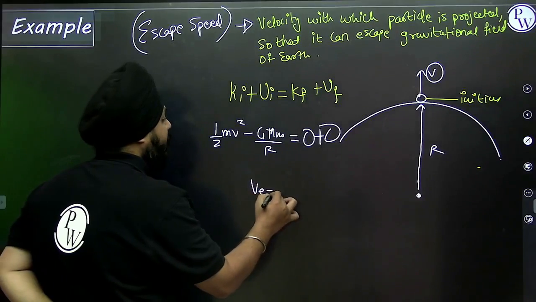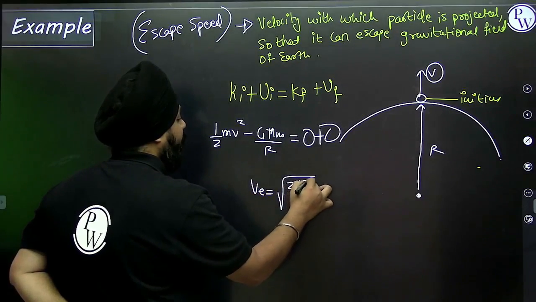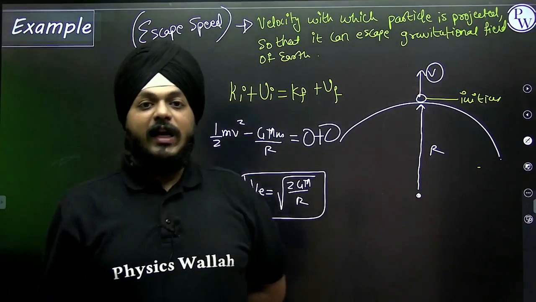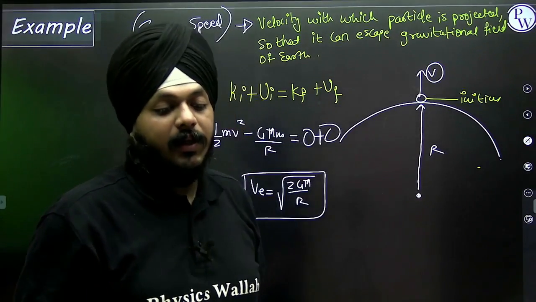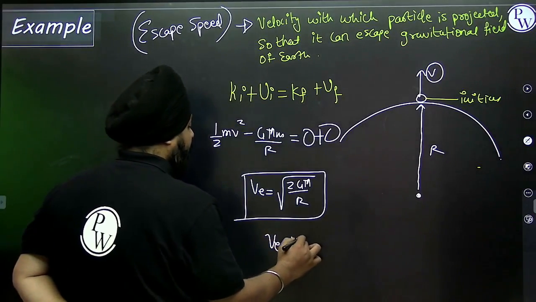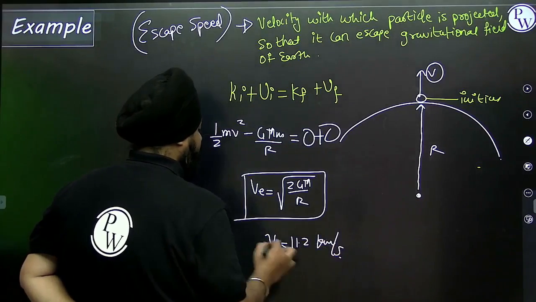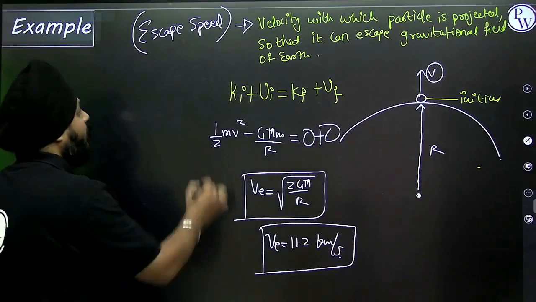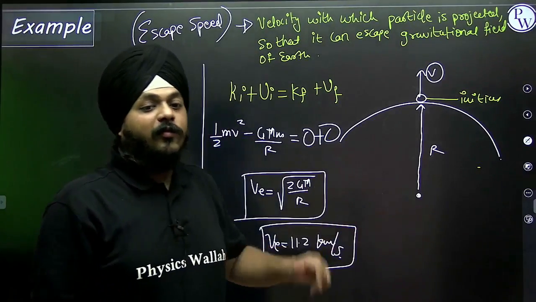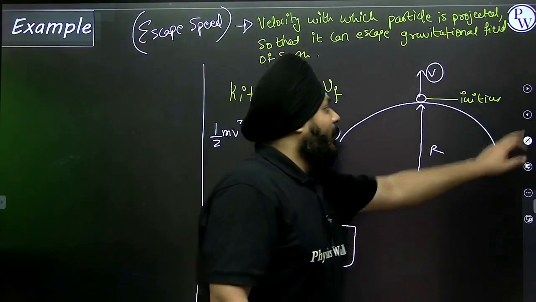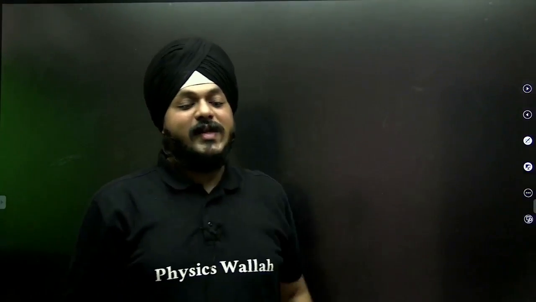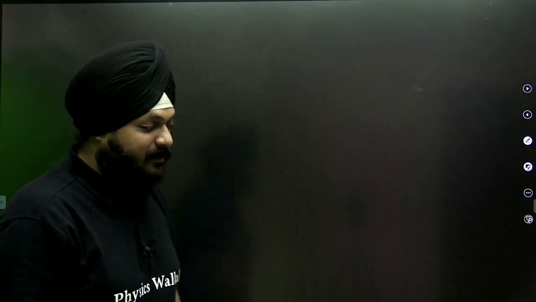So the escape speed will be equal to under root of 2G capital M whole divided by R. For earth, its value is nearly 11.2 kilometer per second. One of the applications of the work energy theorem. Concept of interstellar speed, beyond infinity.